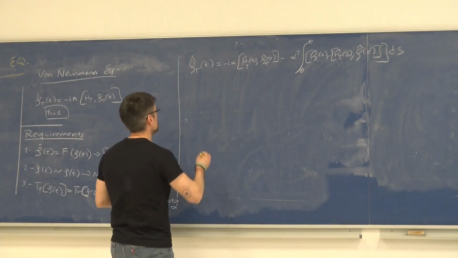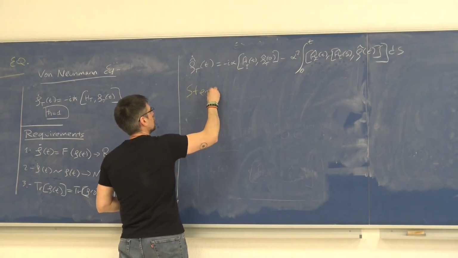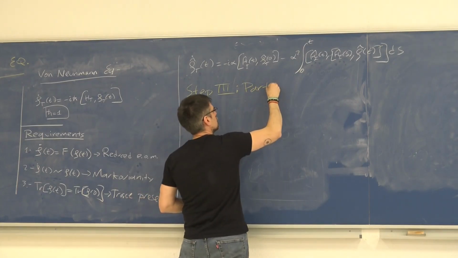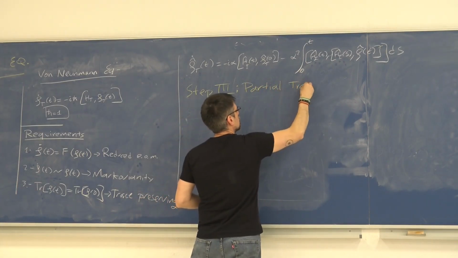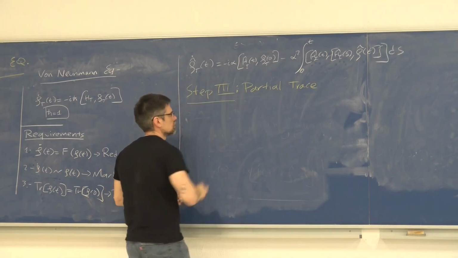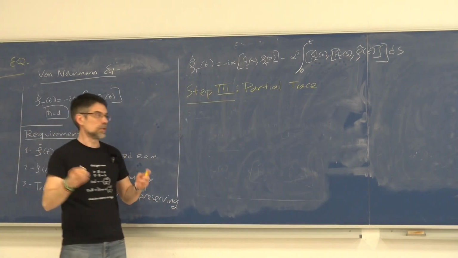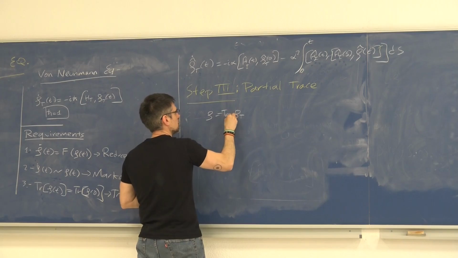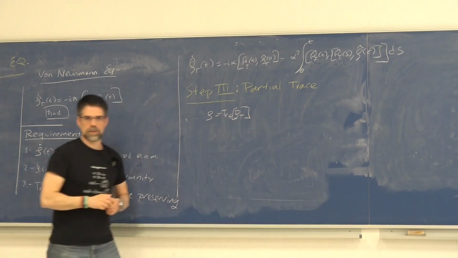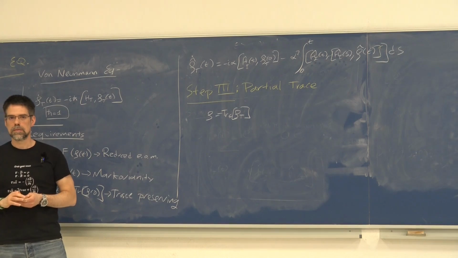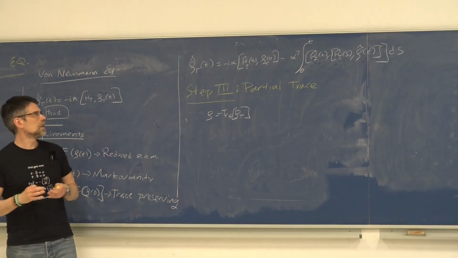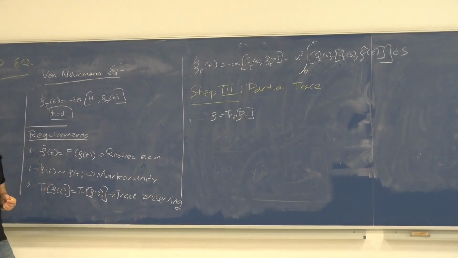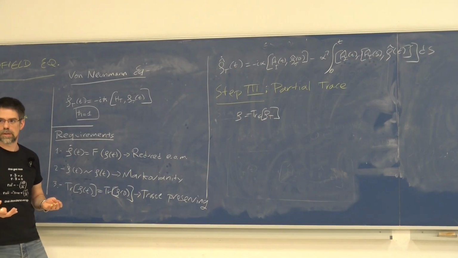So the next step, I think, is step 3: partial trace. Now we know, this is basic quantum mechanics, that if we have the total density matrix, the density matrix for our system will be just the trace over the environment of this total density matrix. This is well known. So what we need to do if we want a master equation that depends only on the reduced density matrix of our system is to trace over the environment.